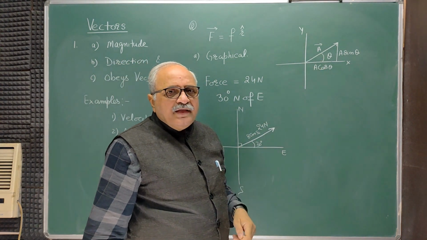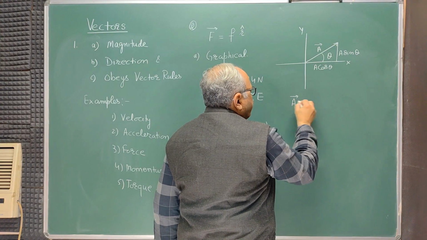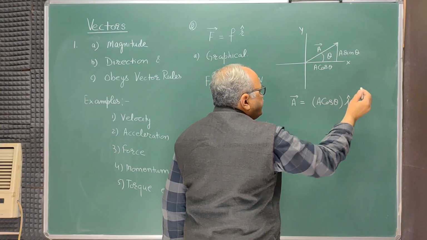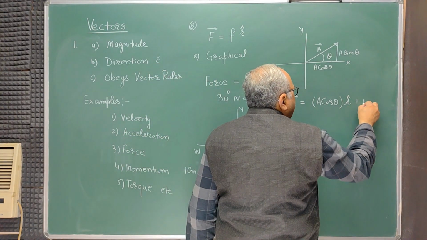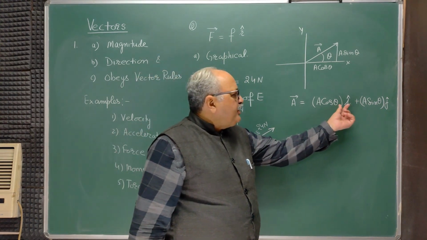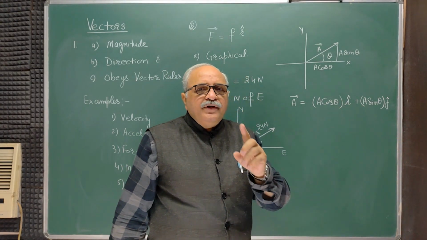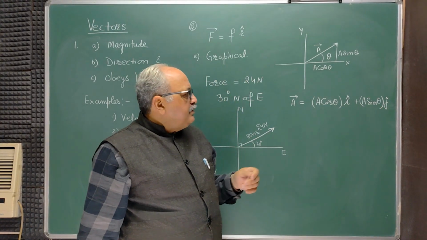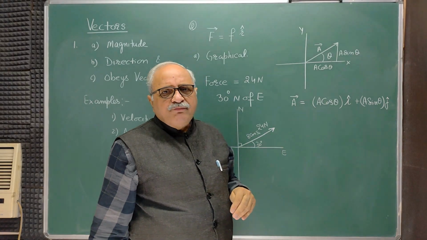Now this vector A can also be represented in an analytical manner. You take this component A cos theta and put a unit vector i cap; this is only a part of this vector. Add to it A sin theta j cap, with the understanding that i cap is a unit vector along the x-axis and j cap is a unit vector along the y direction. So I can write a vector by this type of presentation also. We call it an analytical presentation.